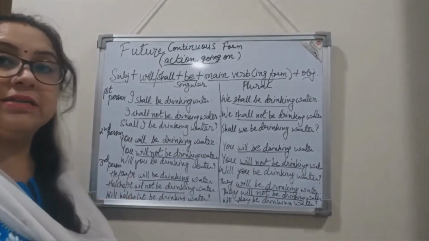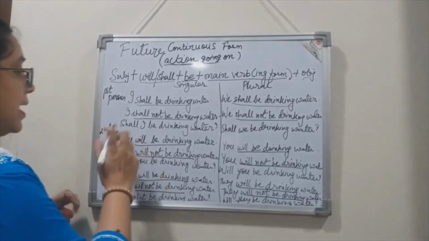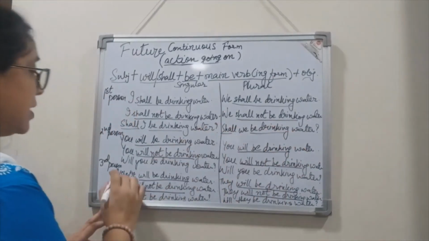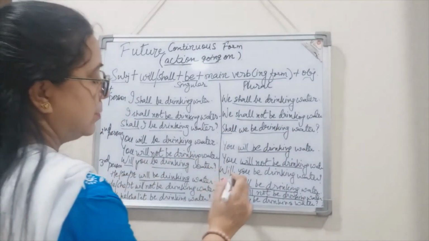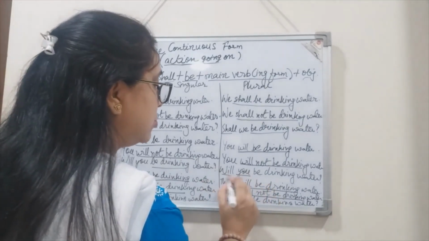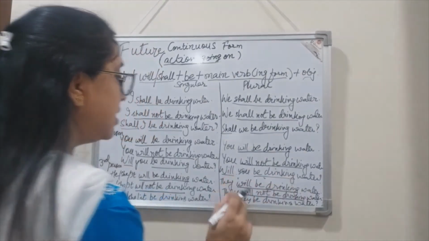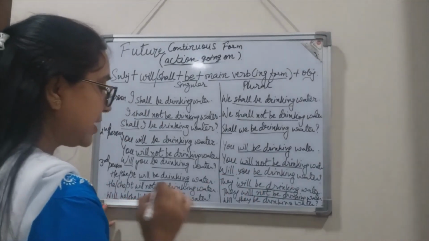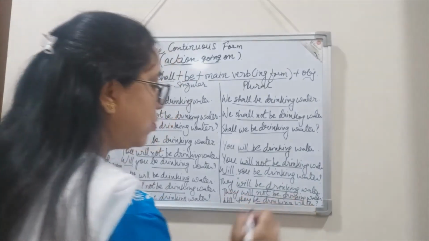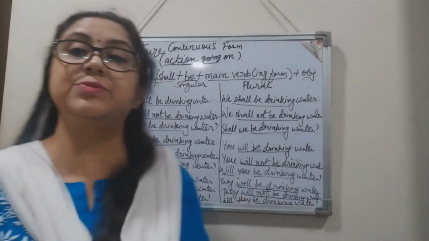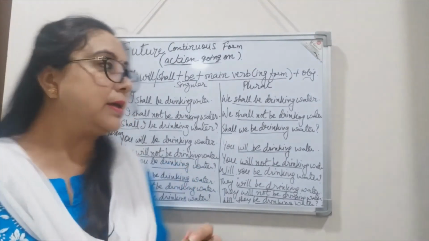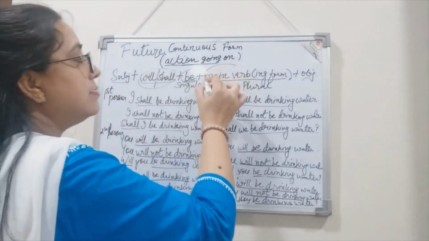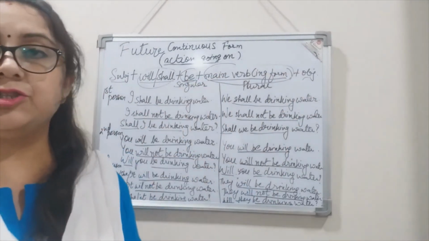And then comes the interrogative, that is the question form. Shall I be drinking water? Shall we be drinking water? Will you be drinking water? Plural number again the same, will you be drinking water? And then the third person, will he, she, it be drinking water? Will they be drinking water? So in all these sentences we find again the same thing. This will or shall is there, then be is there, and the main verb in its ing form.